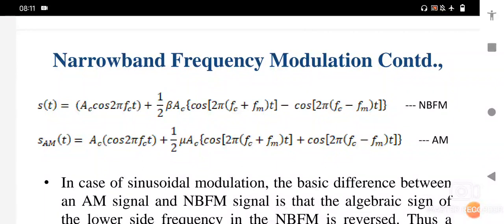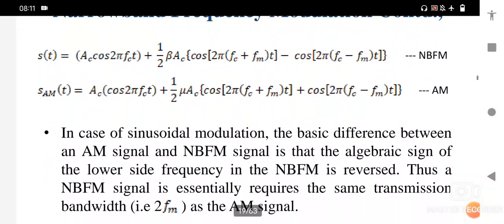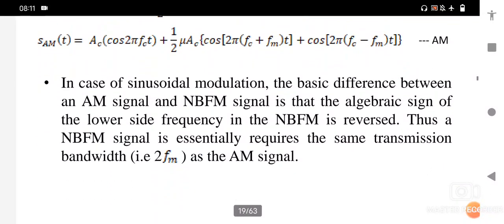Similarly, the single tone amplitude modulated signal S of t is equal to AC cos 2 pi fct plus 1 by 2 mu AC cos 2 pi into fc plus fm into t plus cos 2 pi into fc minus fm into t.